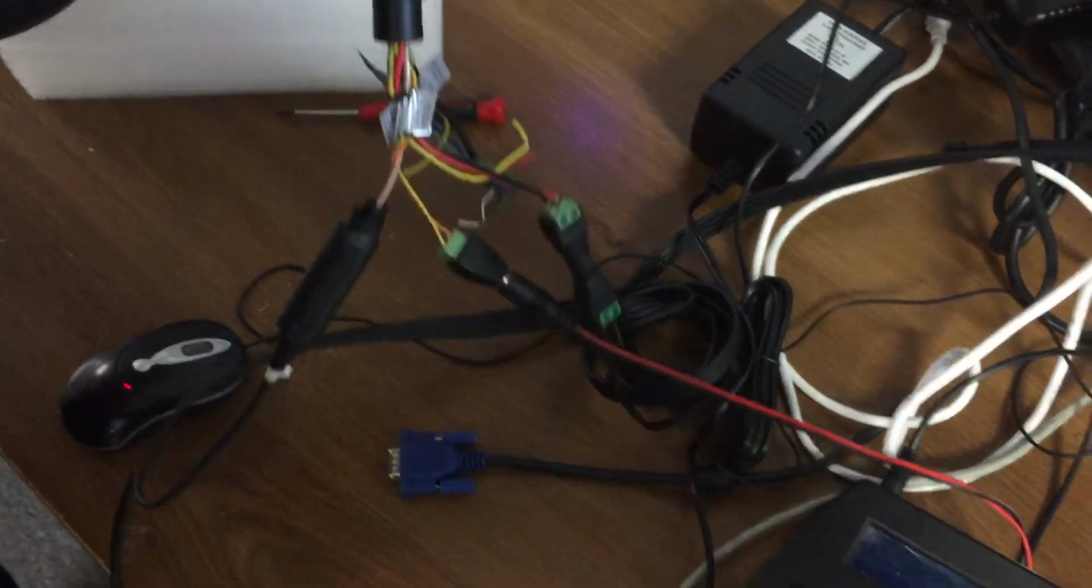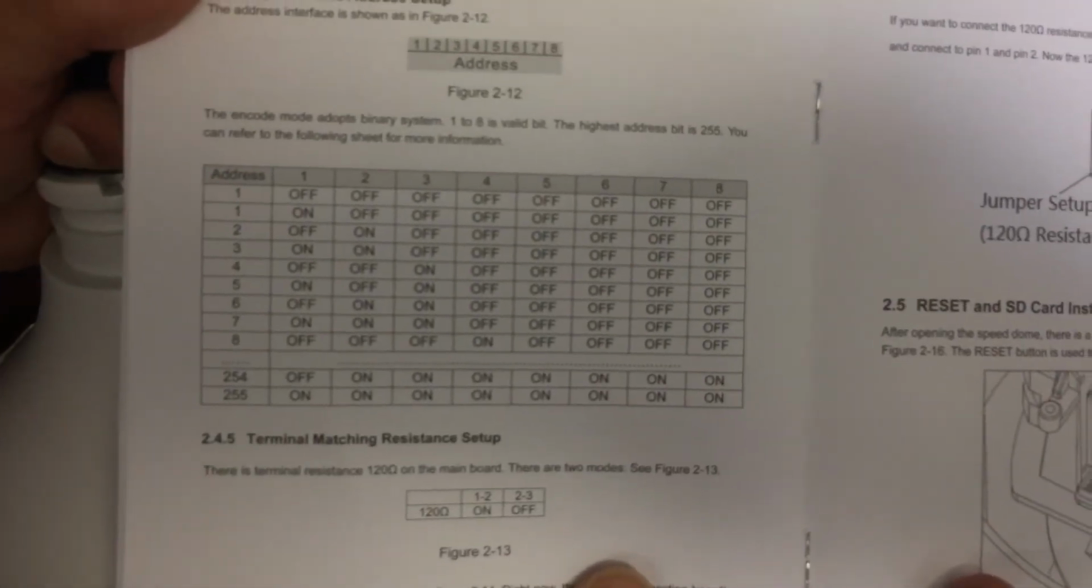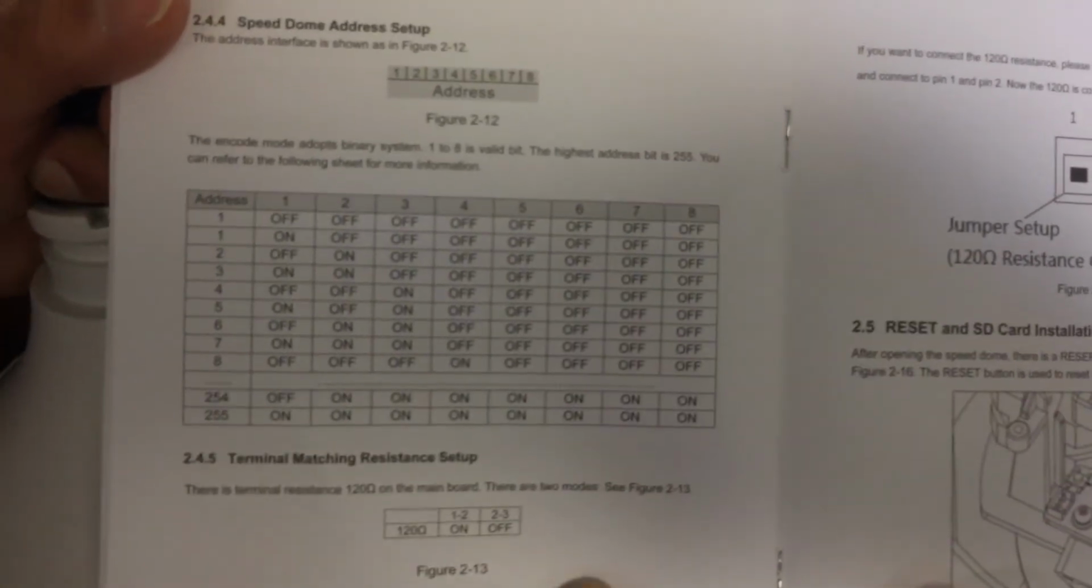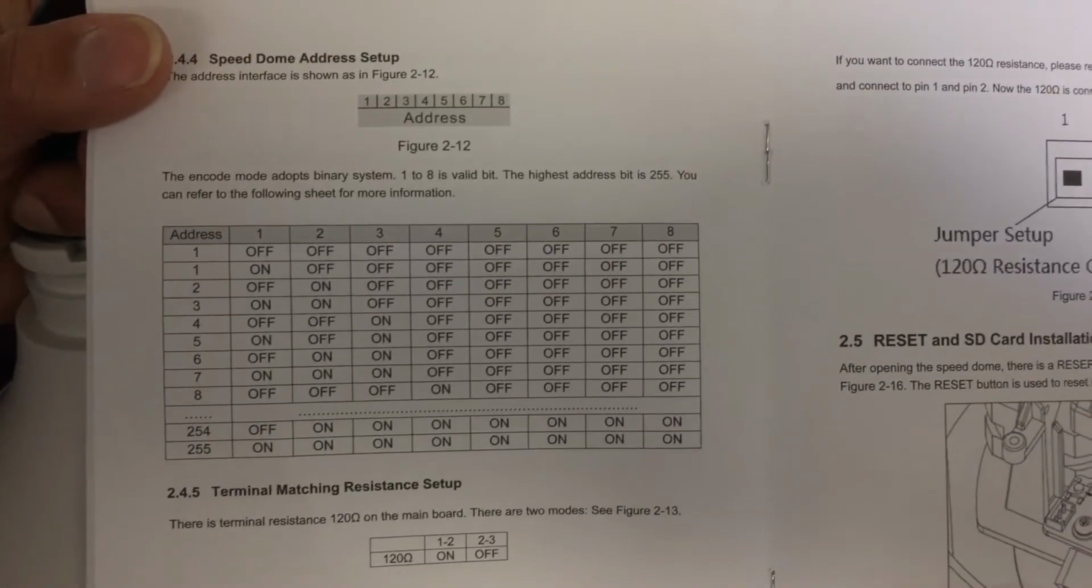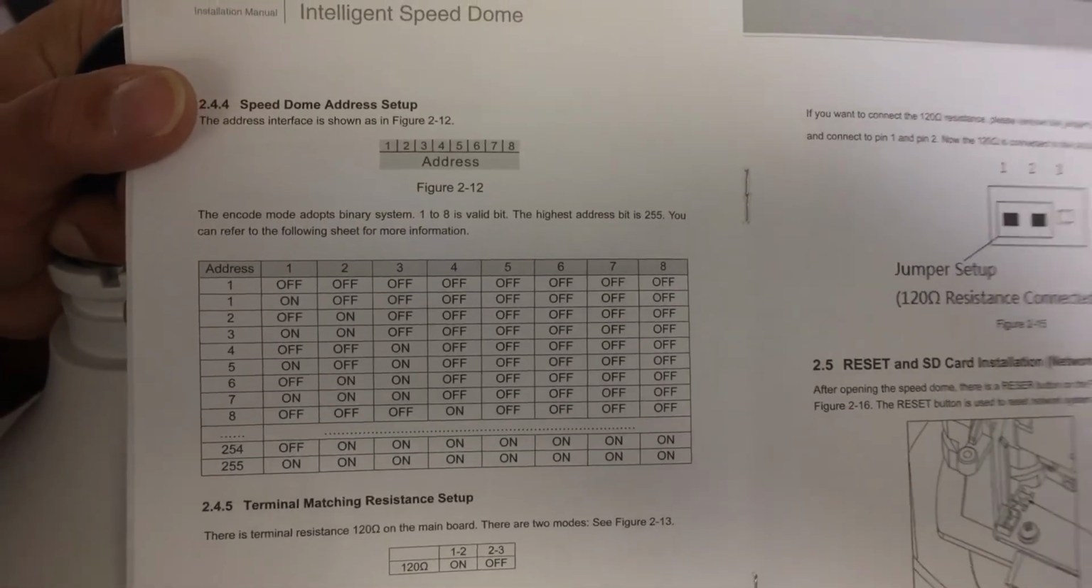Now if you decide you want to change the ID of the camera, let's take a look at this book. On page 14 it shows you how to set the ID. On the dip switch that has 8 levers on it, you can switch them on and off accordingly per this guide to set them how you want them to be.